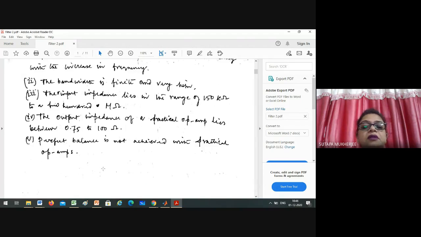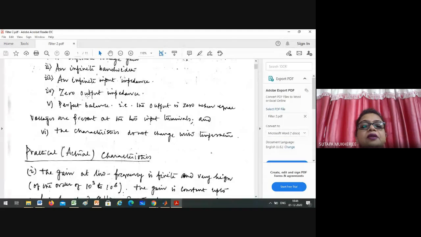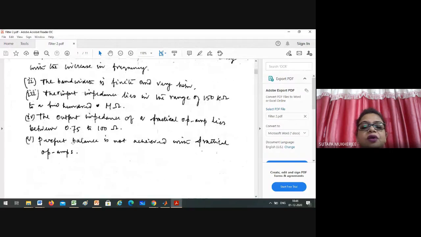Okay. Basically, what have we said here? Input impedance will be infinite and no current will flow, but it is not practically possible. Hence, it is said that perfect balance is not achieved with practical op-amps.